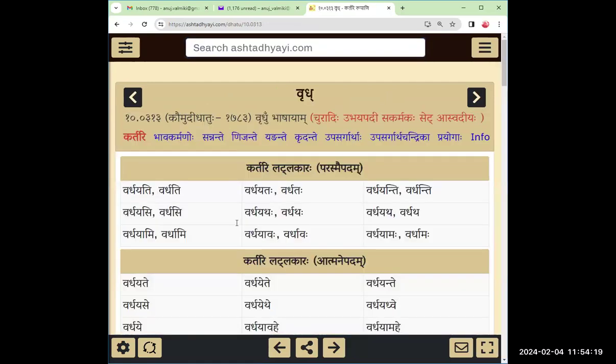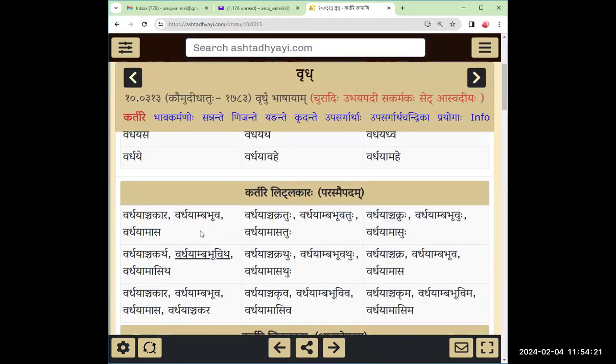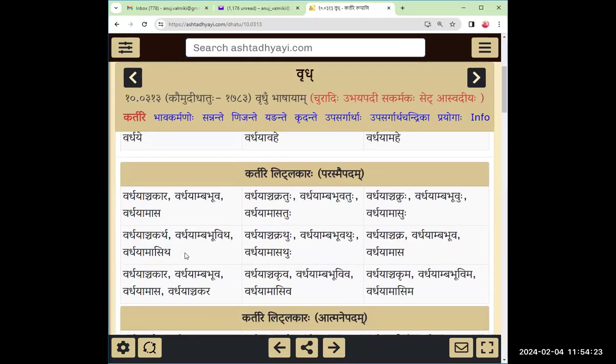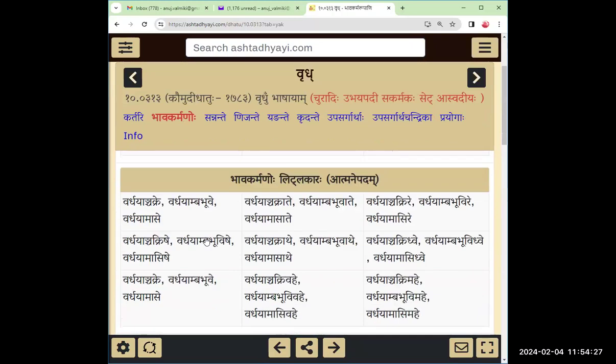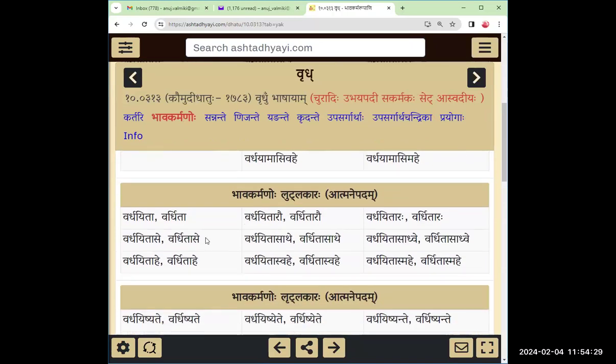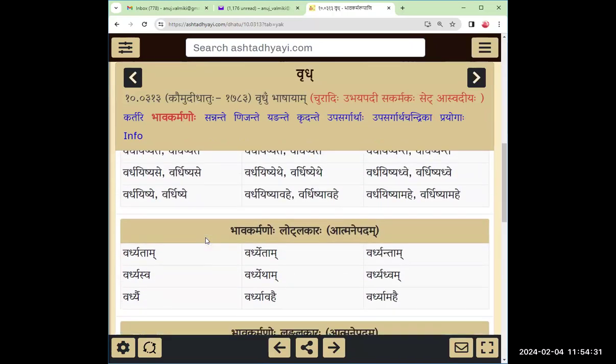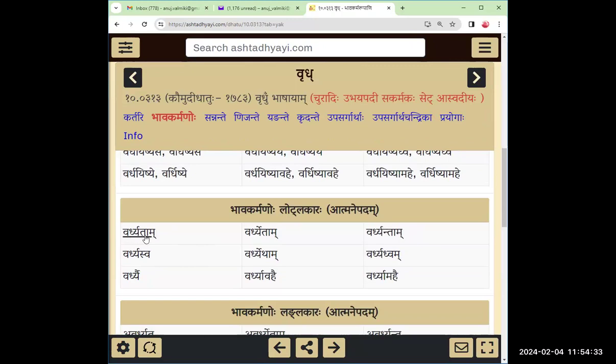In the Bhashaya, here it is very clear. In fact, the 10th gana, so yakara is there further. And then in Bhava Karmano form, see there it is, Vriddh is there. Lot. See, Vardhyatam, something like that is there, which is the form that Samskrita Bharati has used. So, it's a problem. There is a problem.